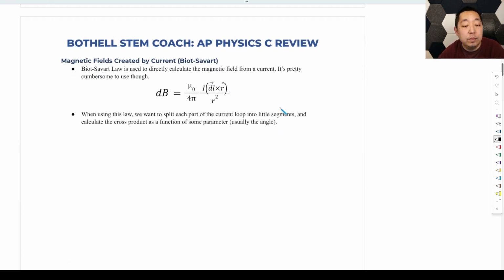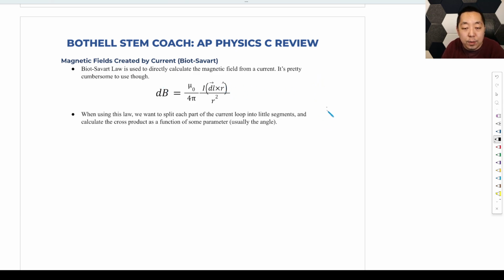All right. Now, how do we actually compute the magnetic field from a moving current? So if you have a current in a piece of wire and you want to generate the magnetic field, at its core, we use the Biot-Savart Law. It's a very cumbersome equation to use, but you want to make sure you understand how this works. It's set up as a differential. You obviously have to integrate it to get the total field from the entire loop.